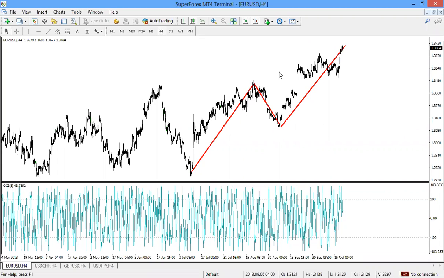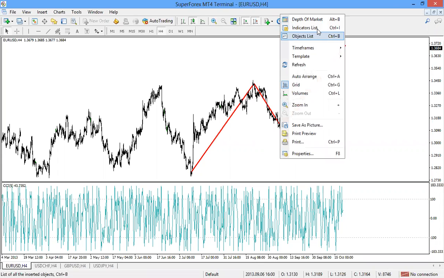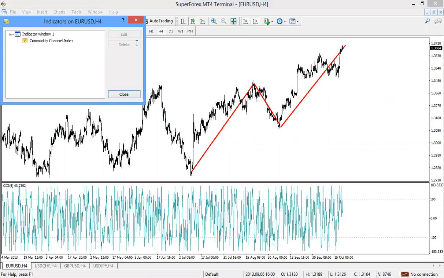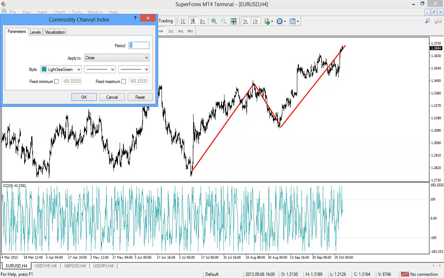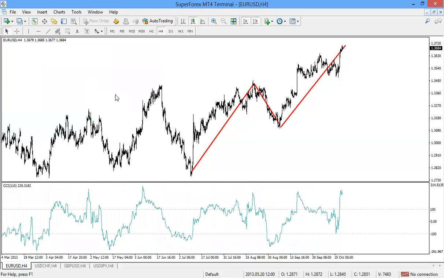Let us just continue. So on CCI, you can see something. This is what happened, but let us see what if CCI was on 110. Do you see this now on a different period? The first one, what period was it?